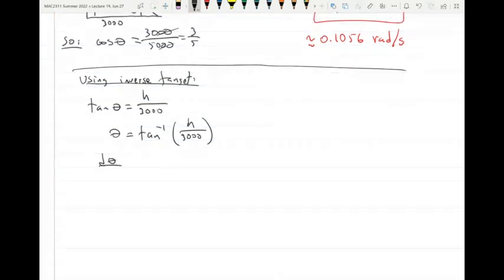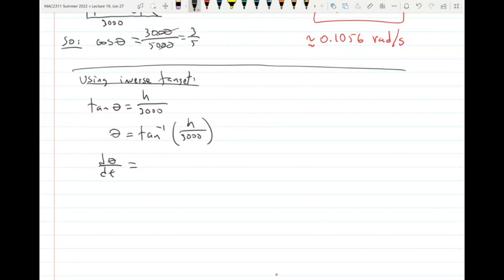So then we find d theta dt. What's the derivative of inverse tangent? Remember, this is 1 over 1 plus the argument squared. So that's h over 3,000 squared times the derivative of the inside. What's the derivative of the inside? dH dt over 3,000, right? And the good thing about this is that you don't have to worry about the cosine. You just plug it in, okay?